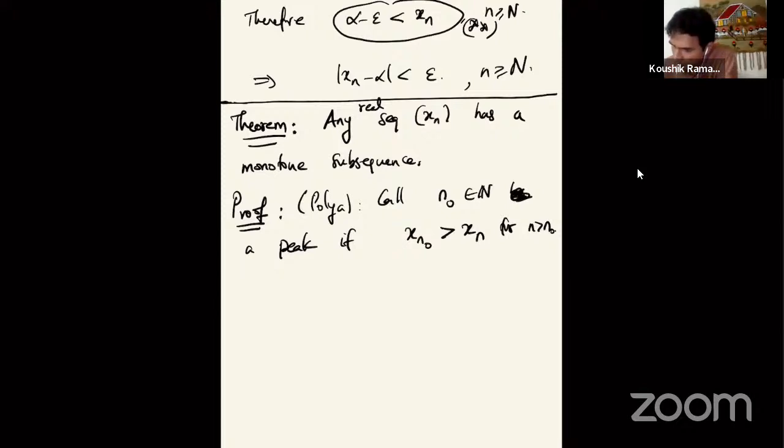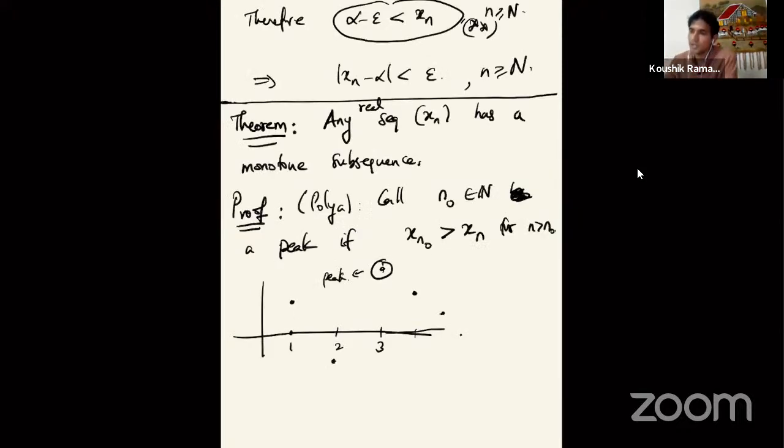If you make a graph, this is 1, 2, and so on. And x1 will be whatever value here. Maybe x2 is negative, maybe x3 here. So if 3 is a peak, then all elements which come after it must be below it. So this is a peak. The definition of a peak is that after this peak index, everything must be below it.